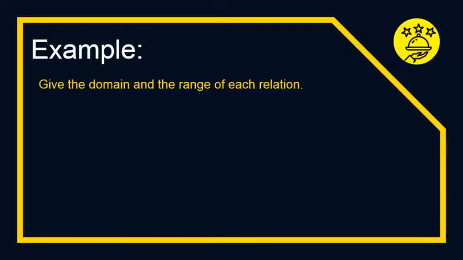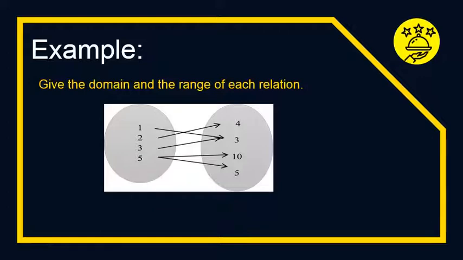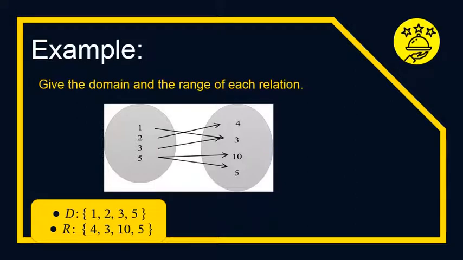Example: give the domain and the range of each relation. In the given mapping diagram, we have the first set and the second set. The first set is the domain, so we have the set of 1, 2, 3, and 5. Then the range is the second set, which contains the set of 4, 3, 10, and 5.